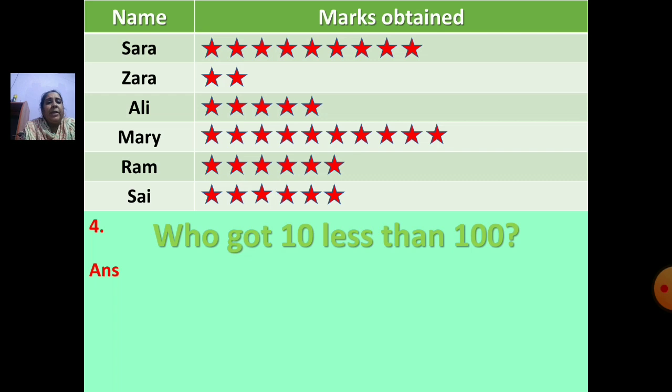Who got 10 less than 100? Okay? 10 less than 100 means how much it will be? 100 minus 10 will be how much? 90. It means who got 90 marks in maths. So, how many stars should be there in front of that child's name? 9 stars, right? Because 1 star stands for 10. Count the stars where you see 9 stars. Who is that child? What is the answer, children? Yes, what is the answer? Sarah. In front of Sarah's name, you can see 9 stars are there. It means she has got how many marks? 90 marks. That is 10 less than 100. So your answer is Sarah.